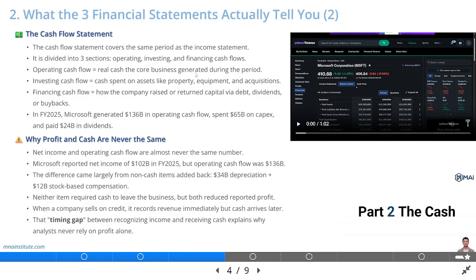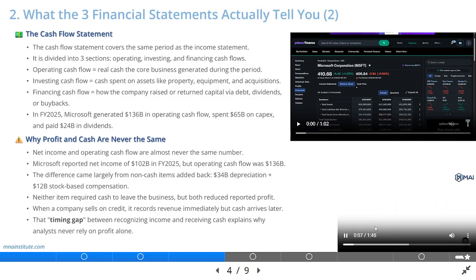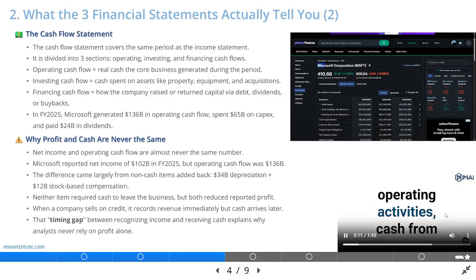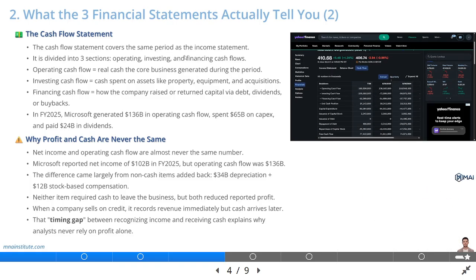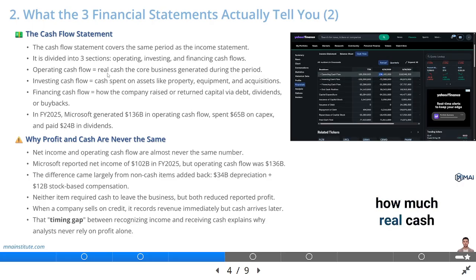Part 2. The cash flow statement. The cash flow statement covers the same period as the income statement. It is divided into three sections: cash from operating activities, cash from investing activities, and cash from financing activities. Operating cash flow shows how much real cash the core business generated during the period.